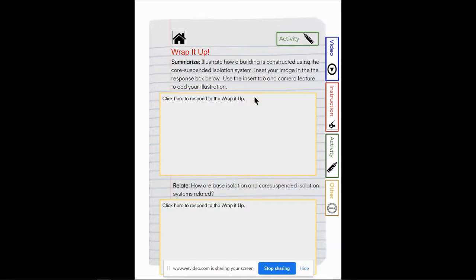core suspended isolation system. And then you kind of have to relate. What do you know about core suspended isolation systems and base isolation systems? How are they similar? How are they related?